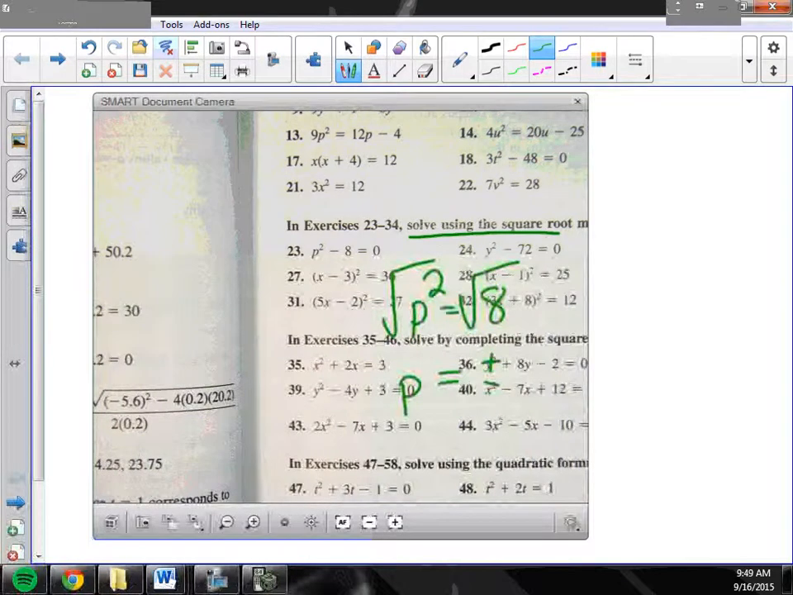4 goes into 8. So the square root of 8 is essentially the square root of 4 times the square root of 2. But the square root of 4 is really 2. So it would be 2 root 2.